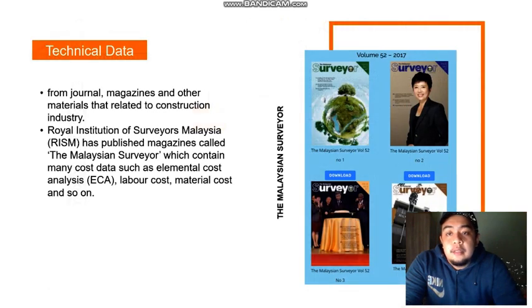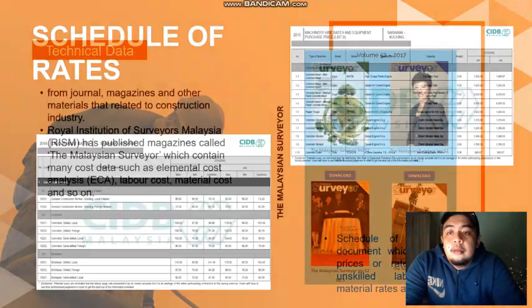The third one is technical data. Most of the cost information obtained by the QS is also from journals, magazines, and other material related to the construction industry. RISM has published a magazine called The Malaysian Surveyor, which contains much cost information. This is one example of the Malaysian Surveyor magazines.